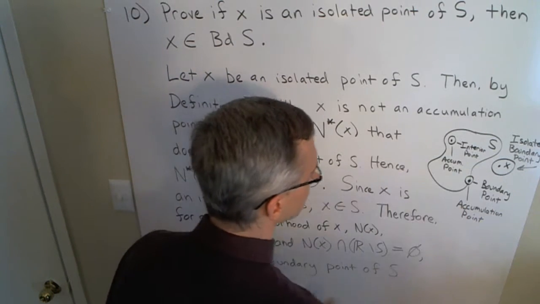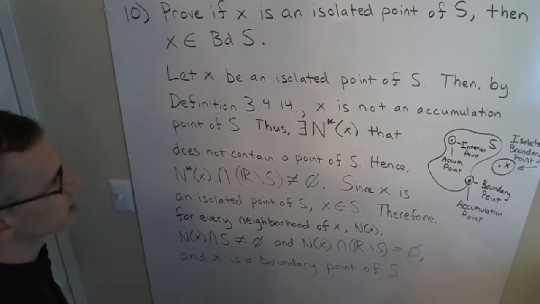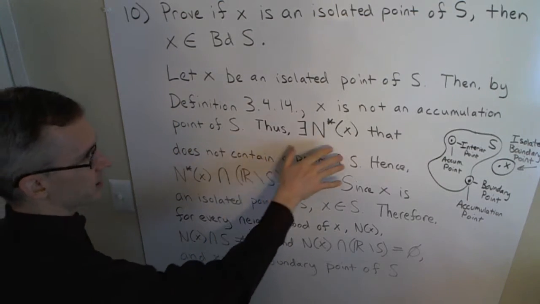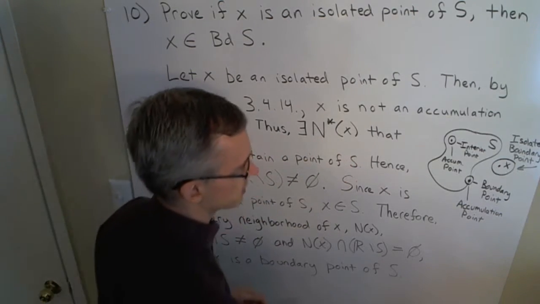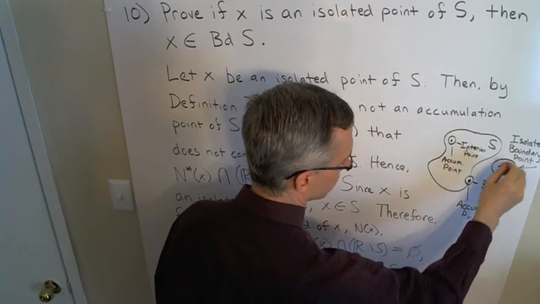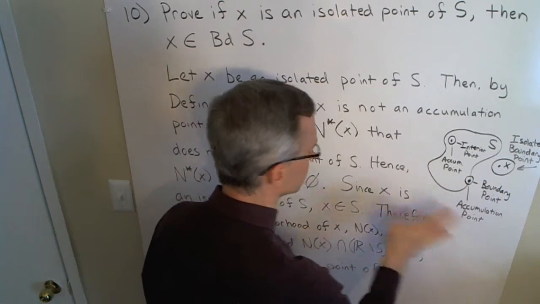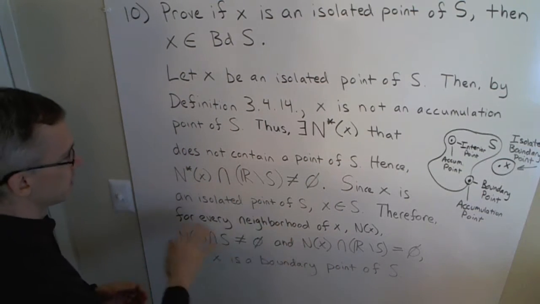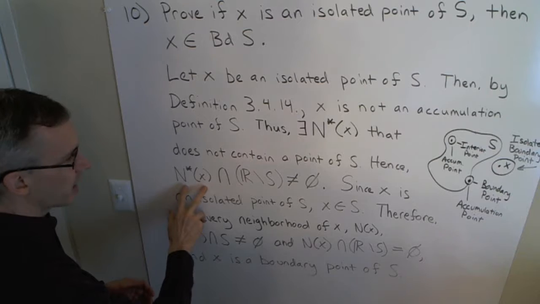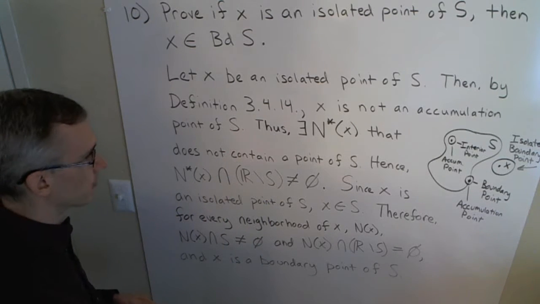And here we have an isolated boundary point. Since x is not an accumulation point, there exists a deleted neighborhood of x that does not contain a point of S. And here I've demonstrated I can draw a neighborhood around it that, other than x, doesn't contain any points of S. Hence, the intersection of that deleted neighborhood with the complement of S is non-empty.